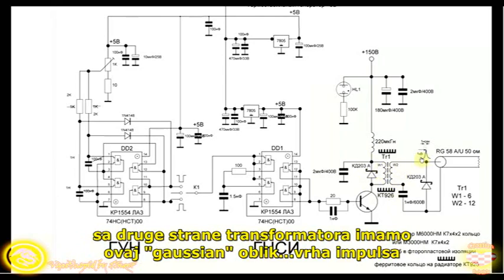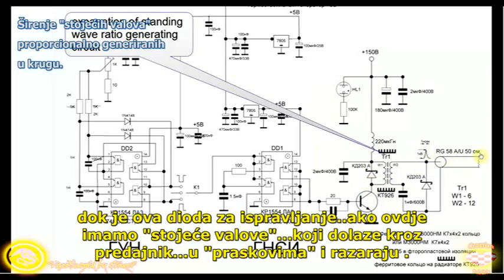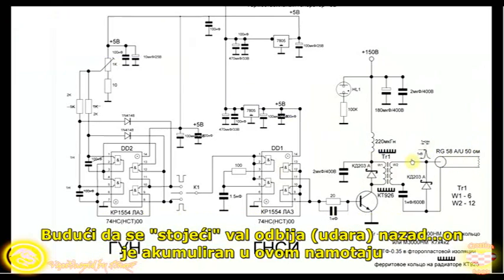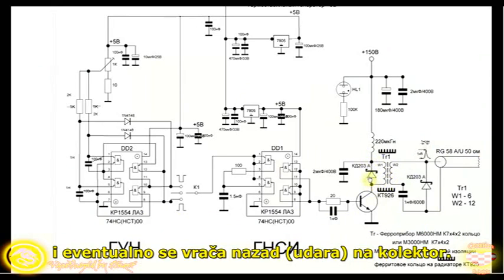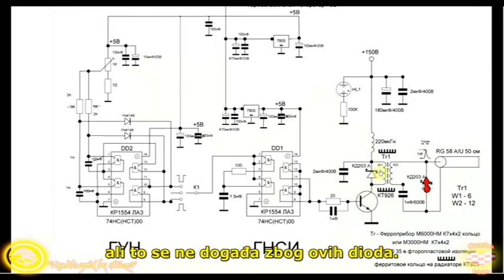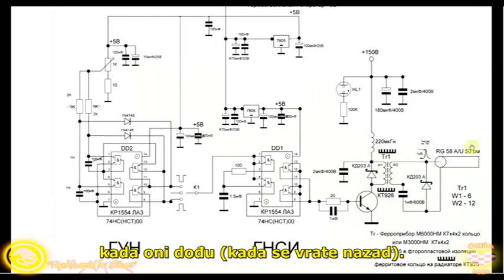On the other side of the transformer, we have this Gaussian shape of the peak. What is that diode for? Well, if we have a standing wave that is coming back and this acts as a transmitter, because that standing wave is hitting back, is accumulating on this winding and eventually hitting back to the collector. So it should overheat the transistor, but it's not doing it because of the diode. The diode is simply shorting it when it comes back.